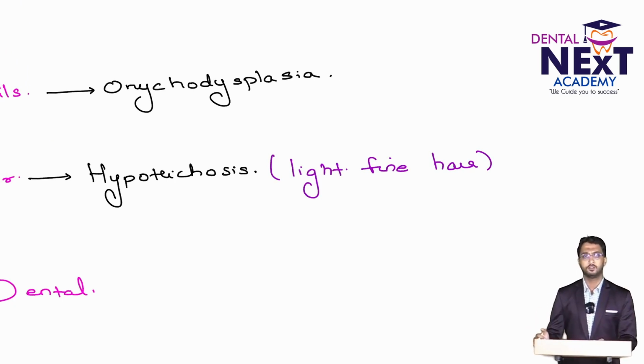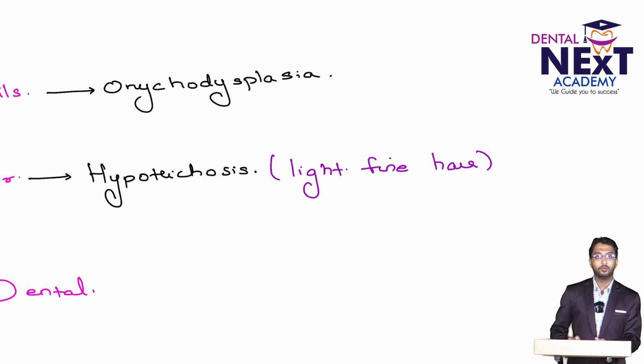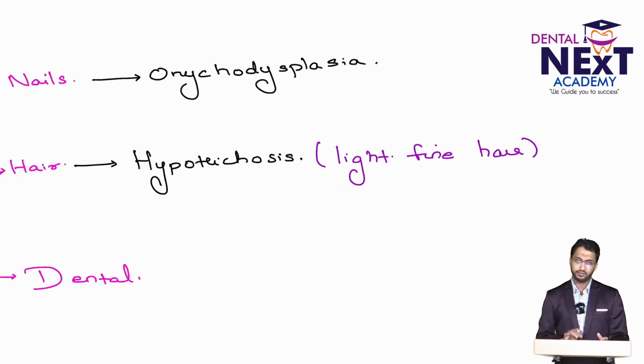You can get this in the questions. A patient with these features, with light, fine hair and all, so you have to guess it's ectodermal dysplasia. Definitely they'll give you more features: anodontia, hypodontia, peg-shaped teeth, all those. Definitely sweat glands are affected, if it is anhidrotic.